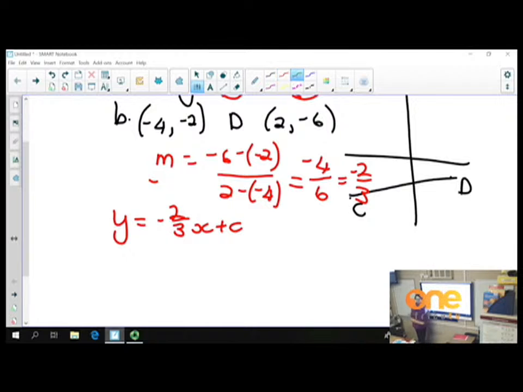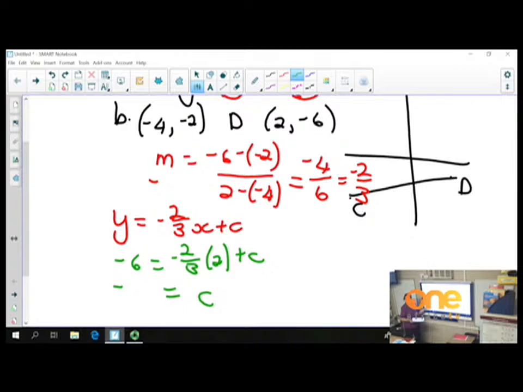and we said then to get c, we're going to substitute. It doesn't really matter which one you put in there. You will get the same answer. So -6 is equal to -2/3 times 2 plus c, and c is then -4/3 plus 4/3, which is what? Plus 4/3 is 1 1/3. Now people, 4/3 is 1 1/3. So if I bring it over, it's positive 1 1/3.